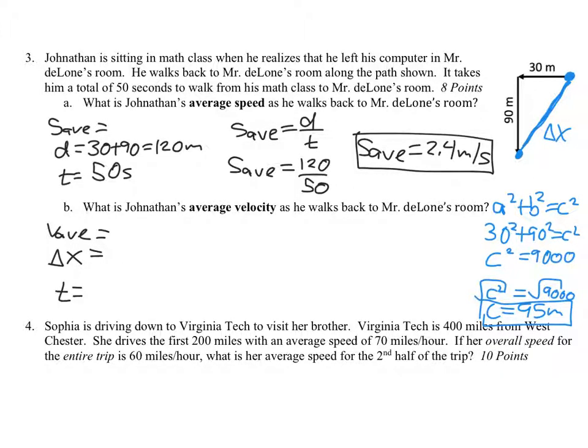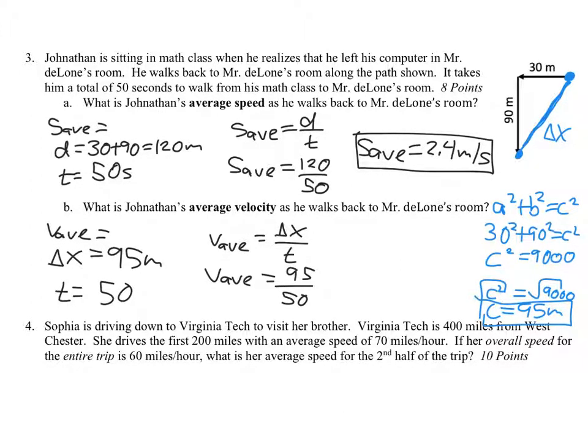Now I can take that and sub that in to my chart here, so I know that this is 95 meters. My time is 50 seconds, and so I can go ahead and say that my average velocity here is going to be displacement over time. So it's going to be 95 over 50, which gives me an average velocity here of 1.9 meters, again, meters per second. Again, that's rounded slightly, but that's a close enough answer there.